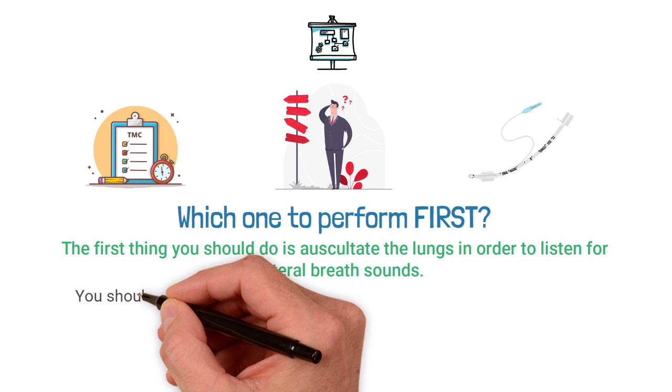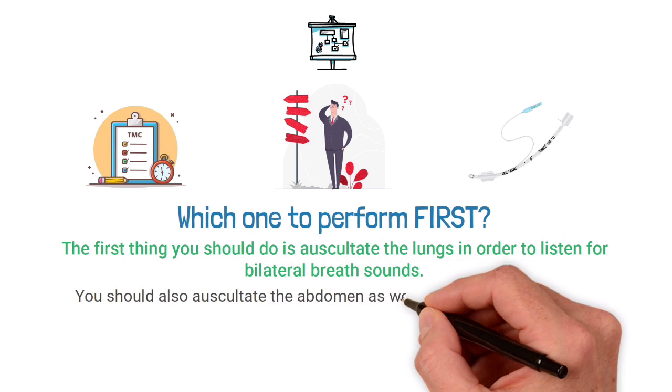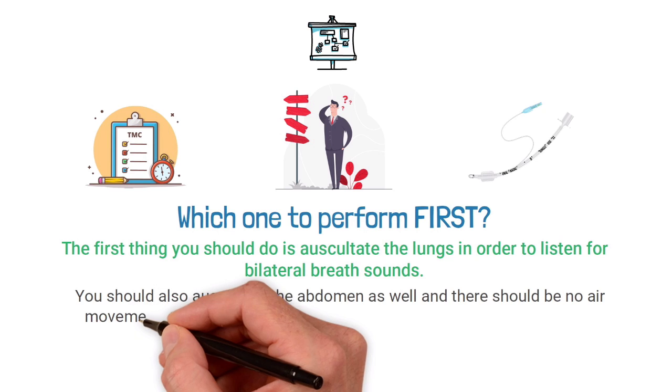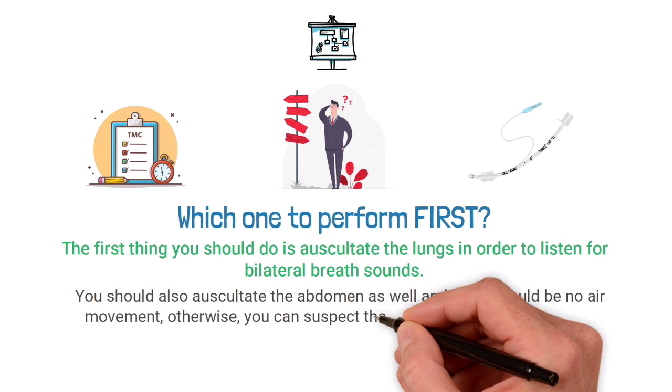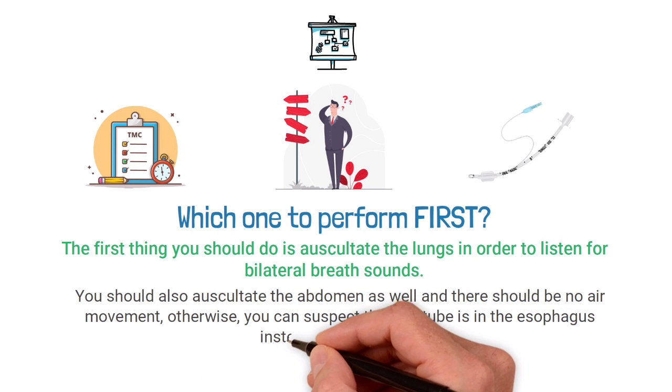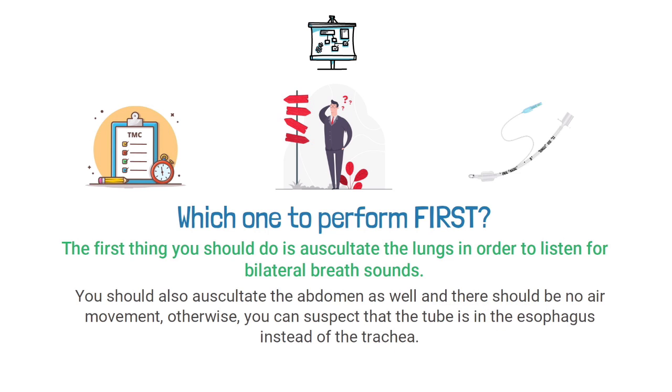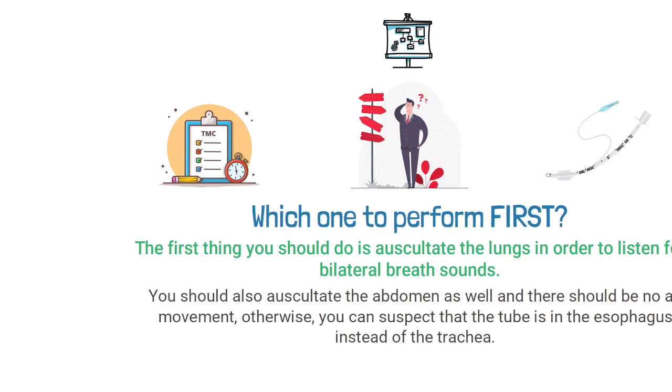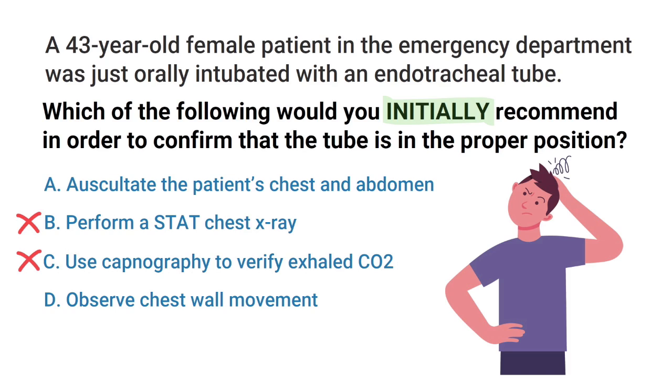You should also auscultate the abdomen as well, and there should be no air movement, otherwise you can suspect that the tube is in the esophagus instead of the trachea. As I said, all of the answer choices are appropriate and should be performed, but just know that auscultation is what should be performed first, which means that the correct answer has to be A. Auscultate the patient's chest and abdomen.